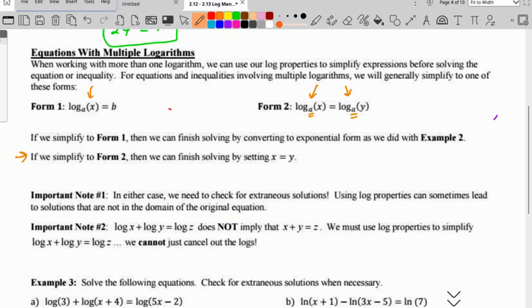Here's the strategy. What we're going to do when we can get it equal to two different logs: the log base a of x equals the log base a of y. If the log base a of x equals the log base a of y, what must be true? X must equal y.